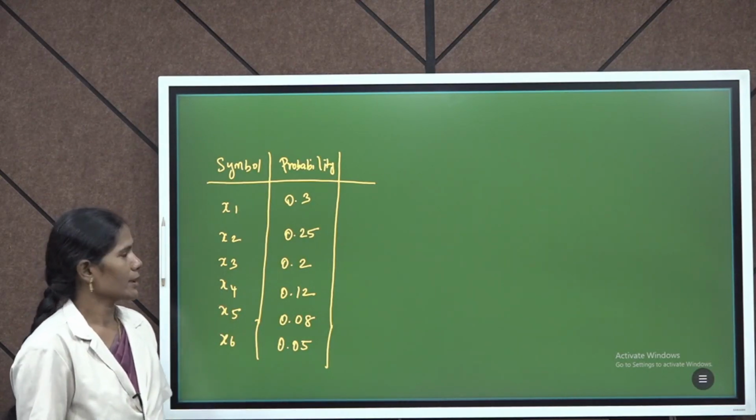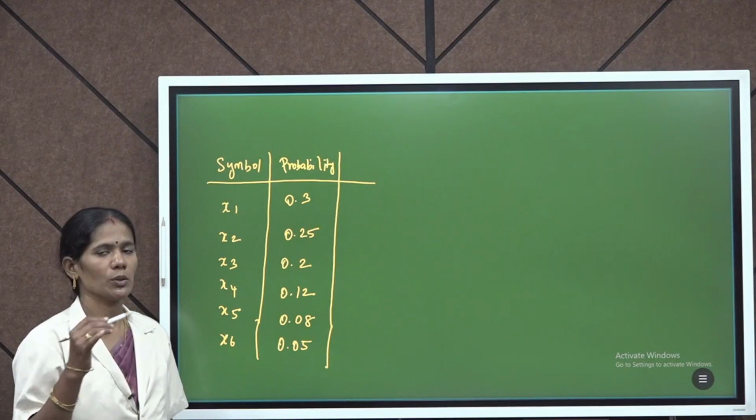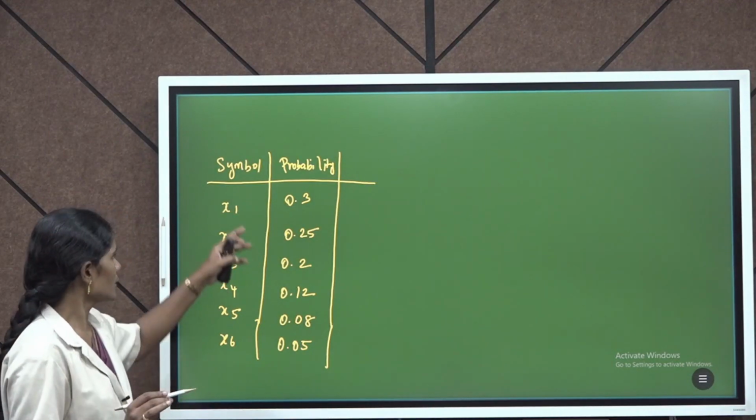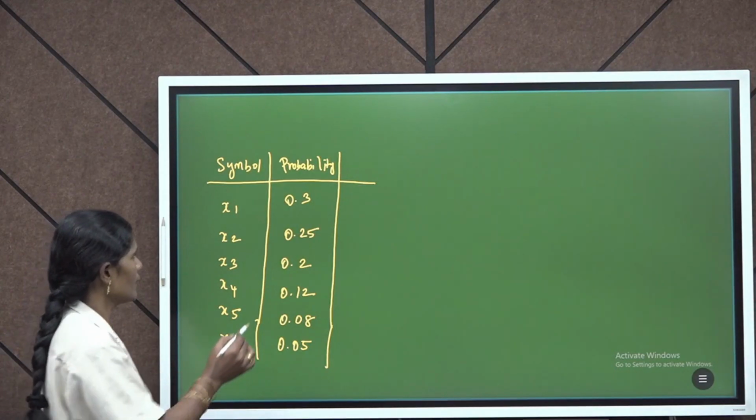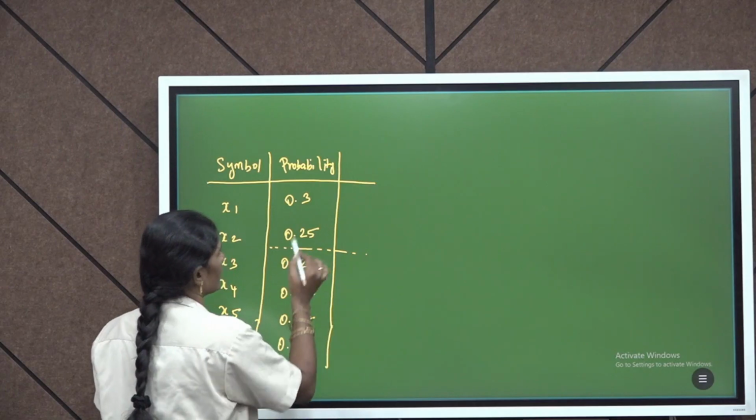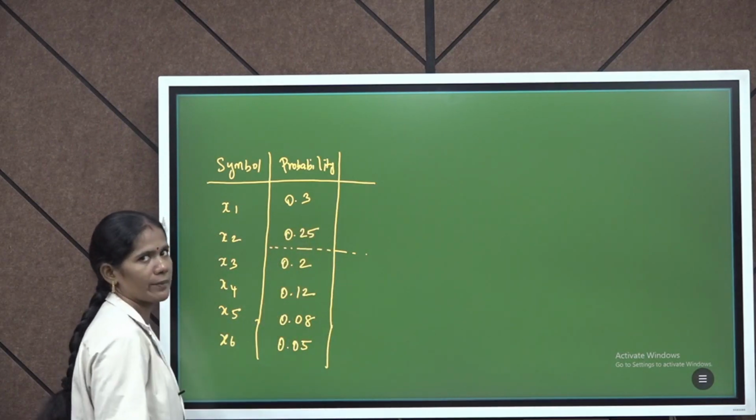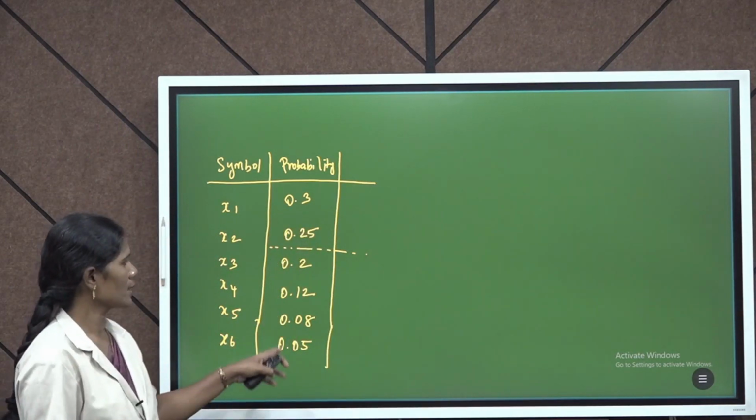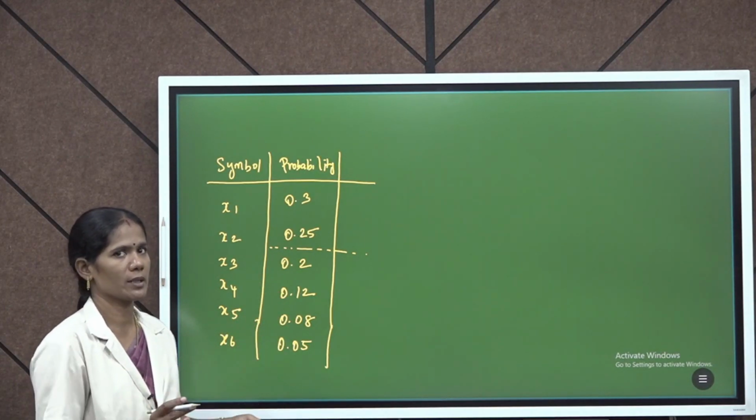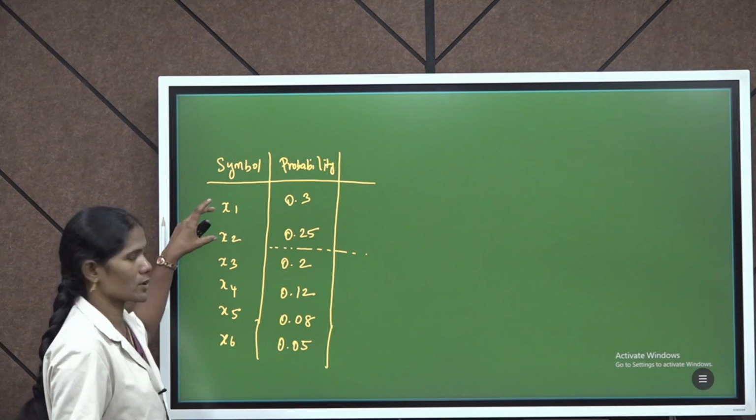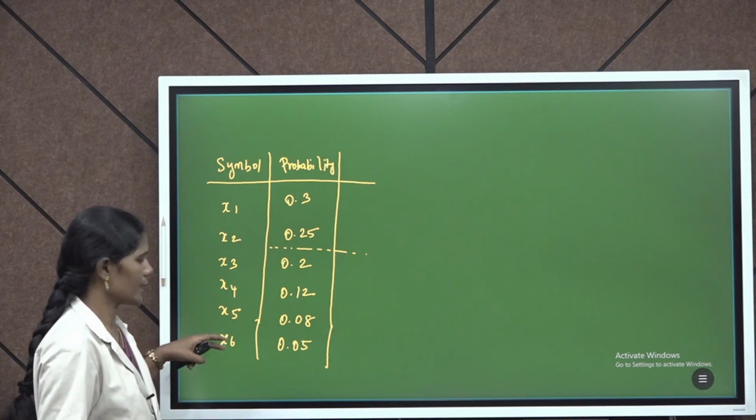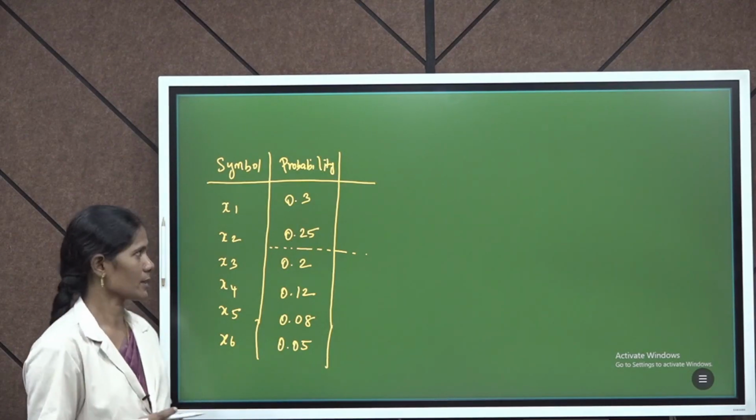Now, we partition the given set into two equal subsets. Equal means equal probabilities. There are 6 symbols here. The first 2 symbols give the probability value 0.55. The next 4 symbols give the probability value 0.45. Here x1 and x2 will be the upper partition set, and x3, x4, x5, x6 will be the lower partition set.